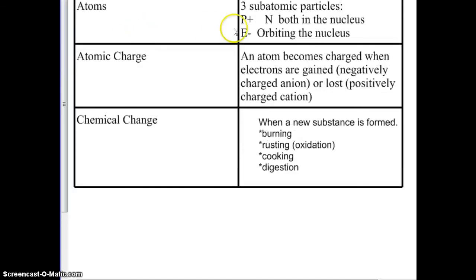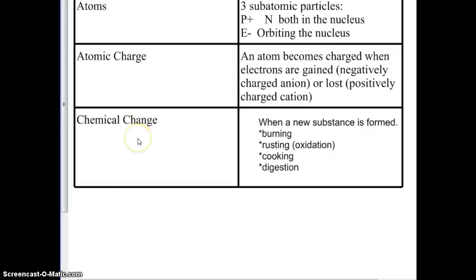You also need to know the subatomic particles. You need to be able to tell me why an atom gets a charge, and don't forget an atom gets a charge when it either gains or loses electrons. If it gains electrons, the atomic charge becomes negative, and if it loses electrons, the atomic charge becomes positive.